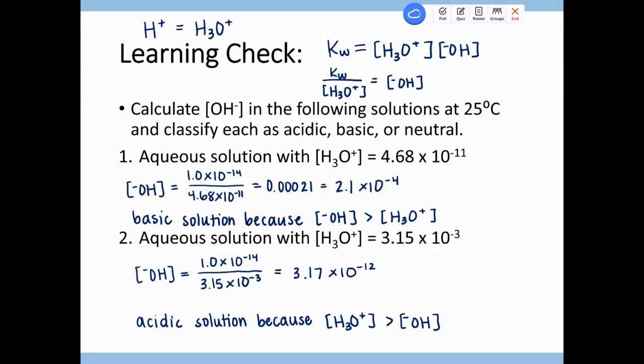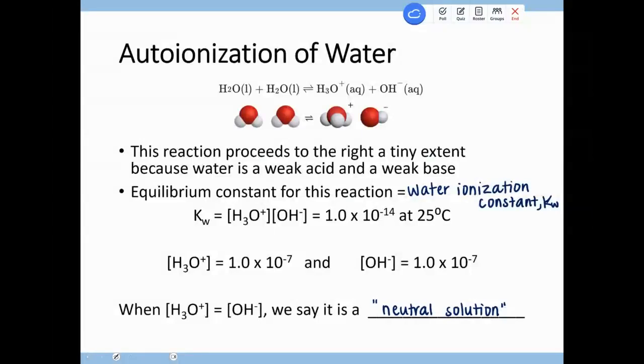Any questions about this problem? Yeah. What would the value need to be for it to be neutral? The value for it to be neutral would be they both have to be equal, and for them to be equal and Kw to fulfill that, it has to be 1.0 times 10 to the negative 14, then they are 1.0 times 10 to the negative 7 each. So that will be a neutral solution. So you could also always compare to this. If OH minus is higher than this, then it's basic. If H3O plus is higher than this, then it's acidic.